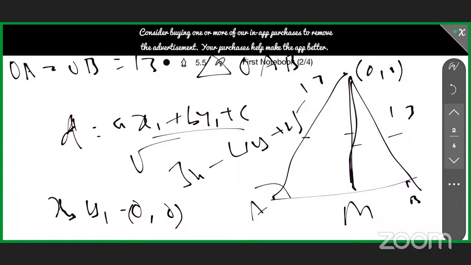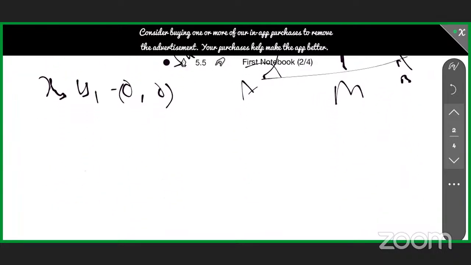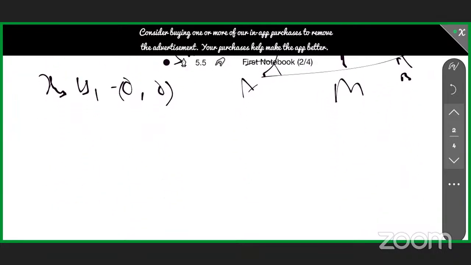What is the value of d? That is OM, the perpendicular length value. 5, sir. 5, no? How come? x1, y1 value is 0. A and B values we take from the equation. Compare with the standard form and take the A and B values from the equation.